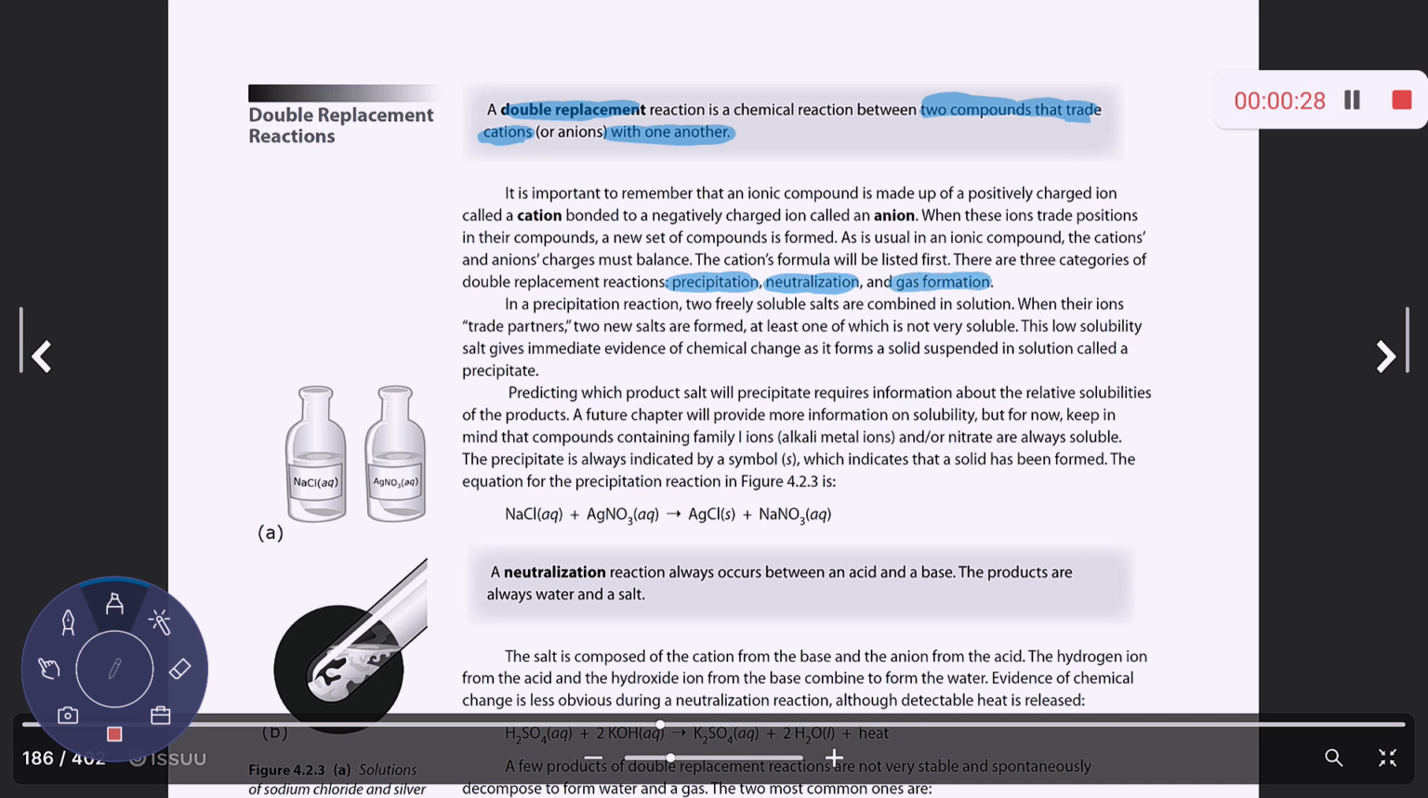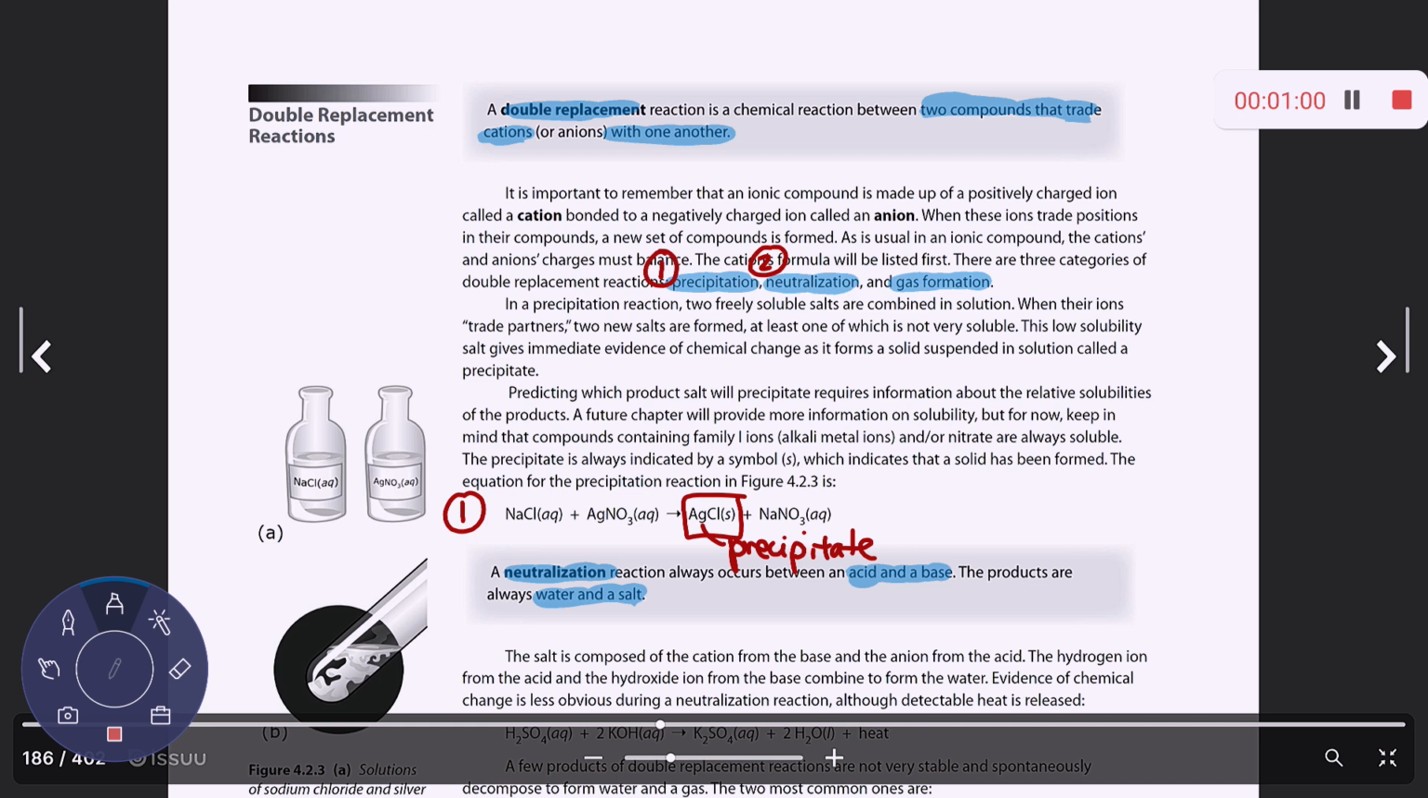Okay, so let's take a look at the first one, which is precipitation. In a precipitation reaction, you are forming a precipitate. Here is an example. Silver chloride is a solid, therefore this is a precipitation reaction. Neutralization reactions are where you combine an acid and a base and you form water and a salt.